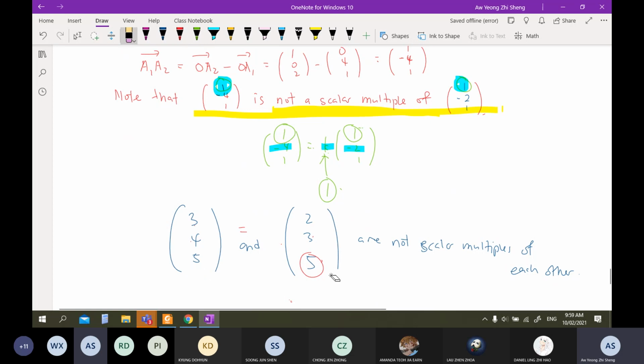Yeah, so it's very easy. When you have one component being the same, then if they are indeed scalar multiples of each other, the other two components must also be the same. Right? So in this case, since the z components are the same, but the xy components are different, you can straight away say that they are not scalar multiples of each other.